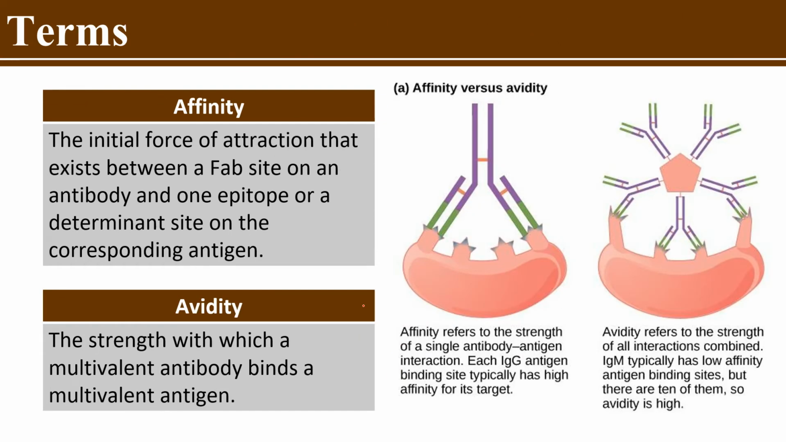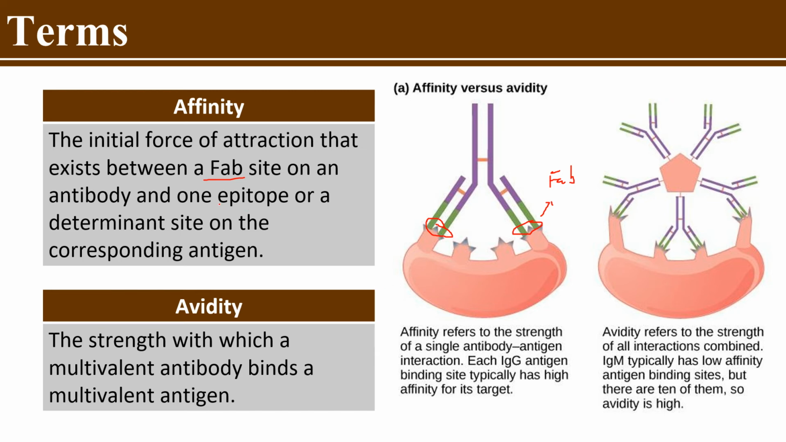Now we also have your affinity and your avidity, class. Now affinity would refer to the initial force of attraction that exists between a Fab site on an antibody and one epitope or a determinant site on the corresponding antigen. So Fab site, class. Imagine this would be your antibody. Now the Fab site would usually be at the tip of your antibodies. So this is the Fab site. Now, this Fab site would allow your antibody to attach to any antigen.